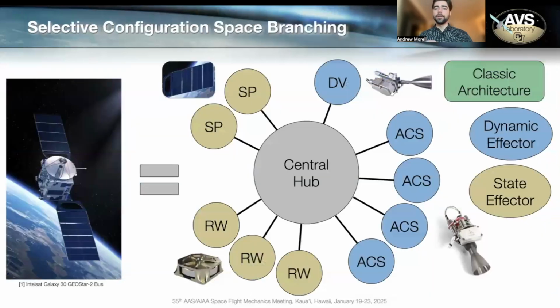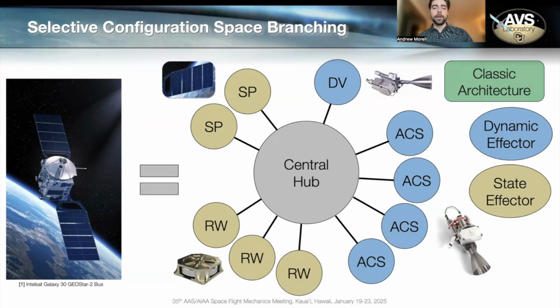Another way we can look at this is by the dynamical topology of what we're trying to model. So here we see for our classic spacecraft architecture that central hub in the middle, and then the components, these dynamical effects, all attached in parallel around it. Our thrusters, solar panels, reaction wheels. I'll also start making a distinction here between what type of dynamical effects we're considering. So those will be state effectors.